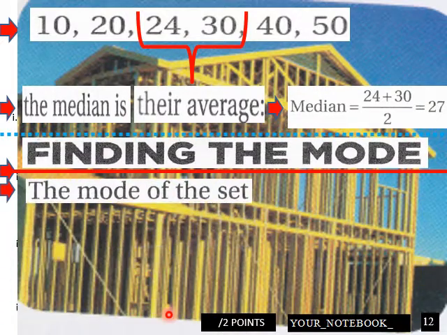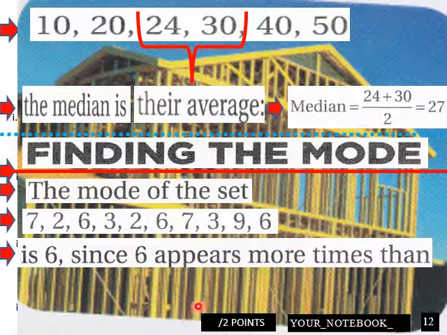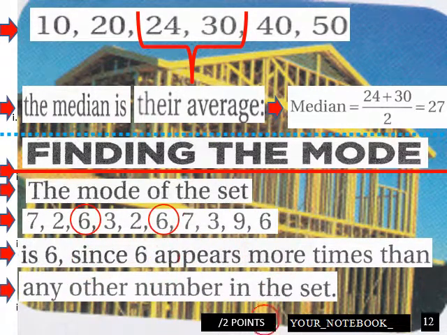That'd be the median. Find the mode. The mode of this set here is 6, since 6 appears more times than any other value.